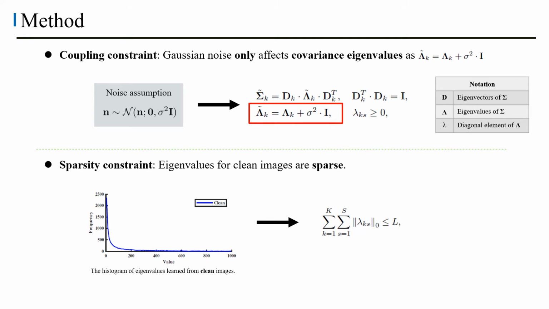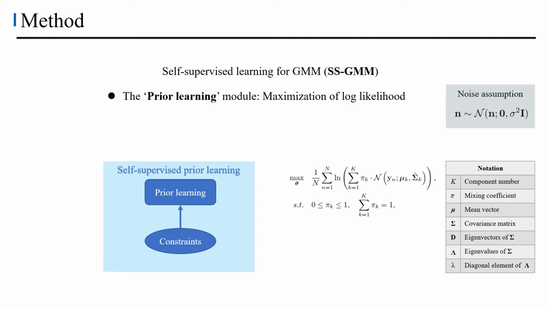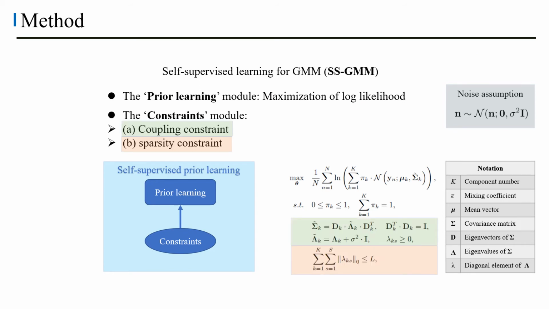This sparsity constraint has a parameter L, which controls the level of this constraint. If this parameter L is too large, the sparsity constraint will be ineffective. If it is too small, the constraint will be too strong. For example, if L is equal to 0, all recovered eigenvalues will have to be 0. So, L should be set carefully. The determination of it will be introduced later. Incorporating these two constraints, our proposed self-supervised learning method for GMM is obtained.